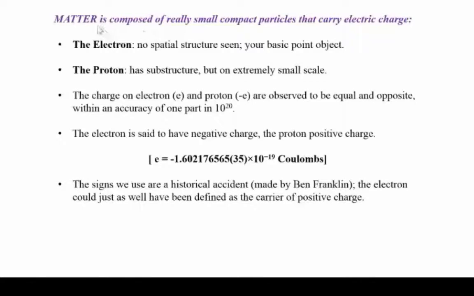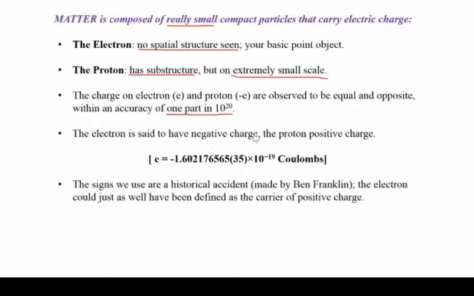All matter is composed of what I call really small, compact particles, the electron. It has no spatial structure seen so far, and it's your basic point charge, or point object. The proton has substructure, but it's extremely small scale. Remember, the charge of the electron is called e, and that's a negative number. And so if we get the charge on the proton, we put a minus sign, which gives us a positive charge. They have equal and opposite charges. To within an accuracy of 1 part in 10 to the 20th, the magnitude of those two charges are equal.